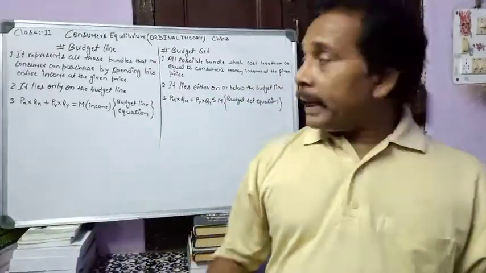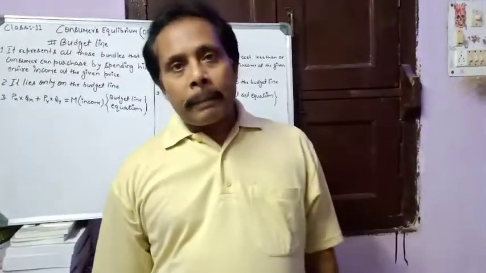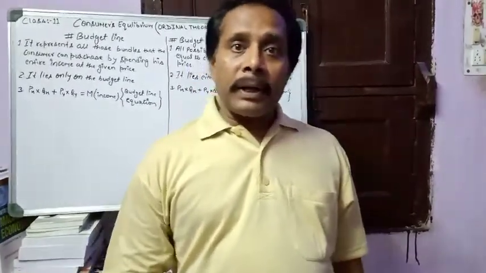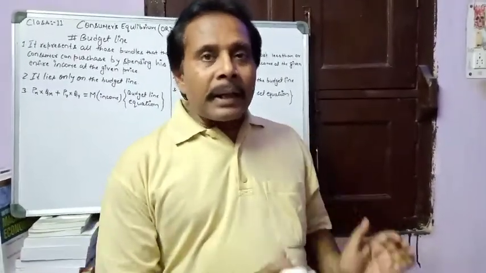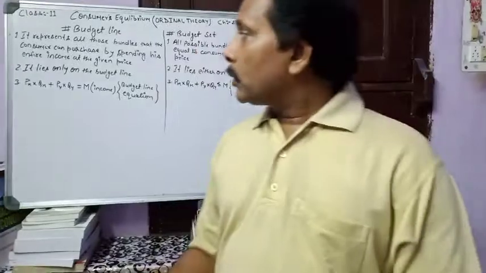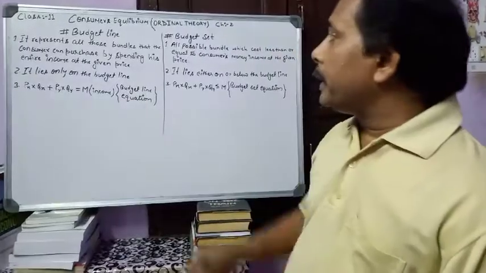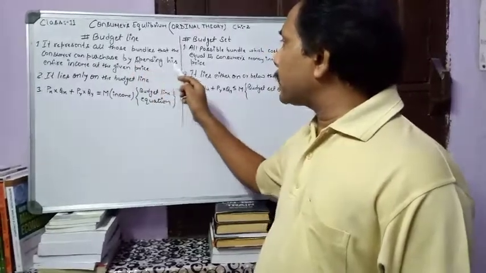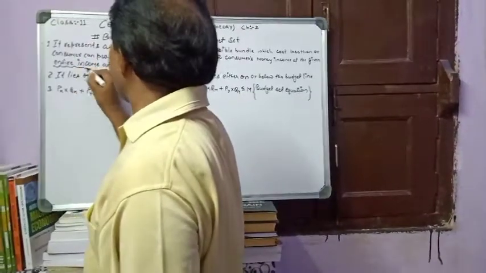In the case of budget set, it is all possible combinations of two goods that can be purchased from the given income. Both definitions seem to be the same, but there is a slight difference. So what is the difference? In the case of budget line, the most important thing is that it represents all those bundles that the consumer can purchase by spending his entire income.